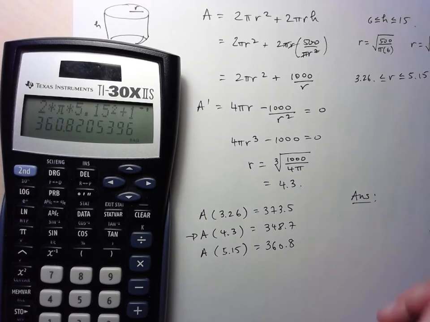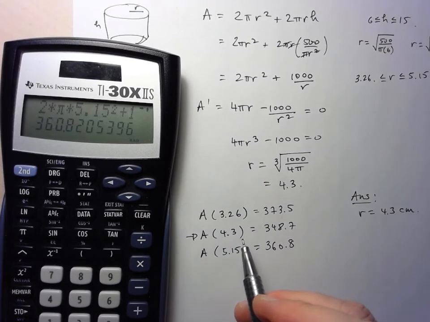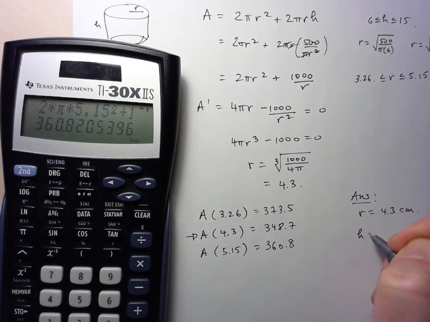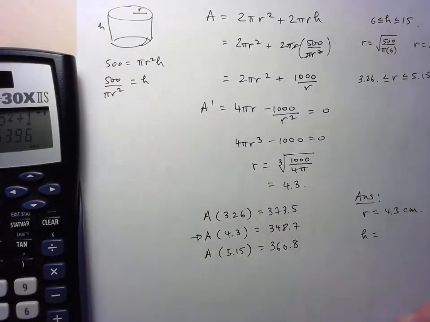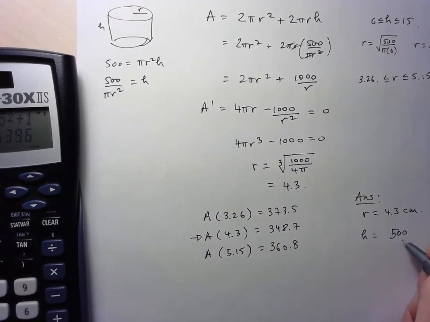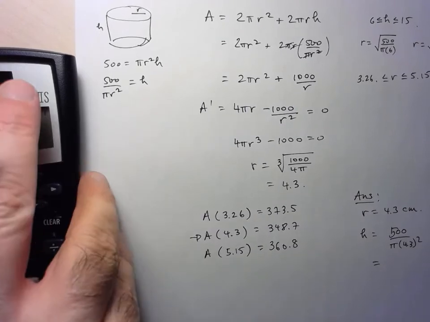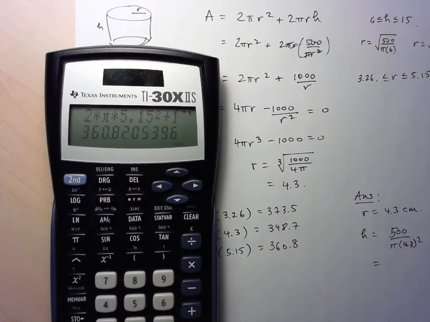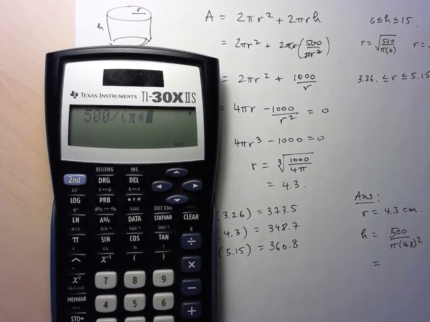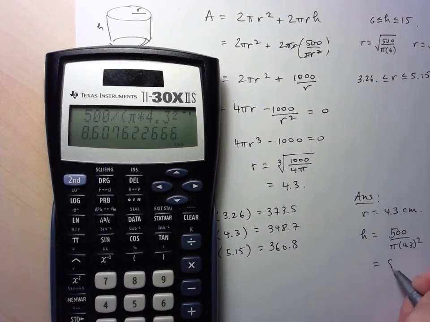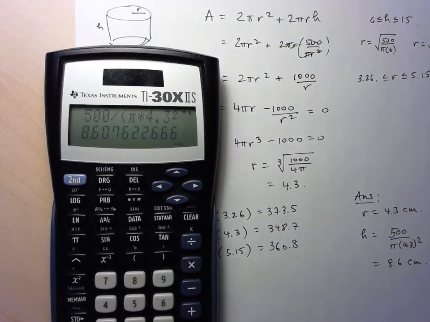So our final answer here, well, we know that our radius is going to be 4.3 centimeters. Now, since it's occurring at our critical point, we should expect the height to be 2 times as big. But let's put it back into our relationship for h. So 500 divided by pi times 4.3 squared. I expect to get 8.6, but let's see what happens. And lo and behold, we do get 8.6 centimeters as expected.